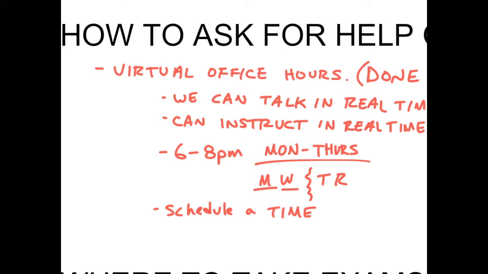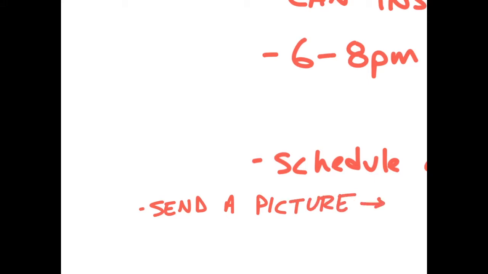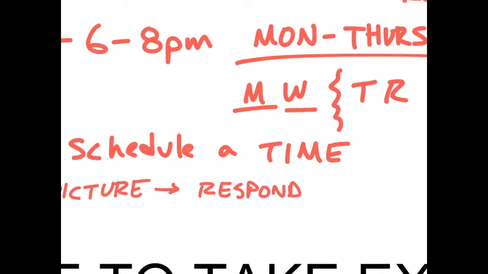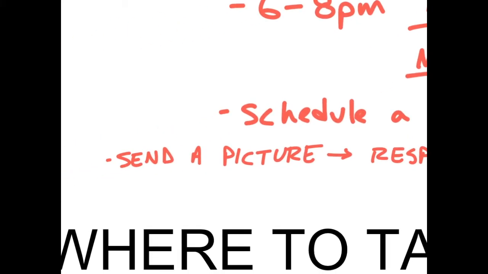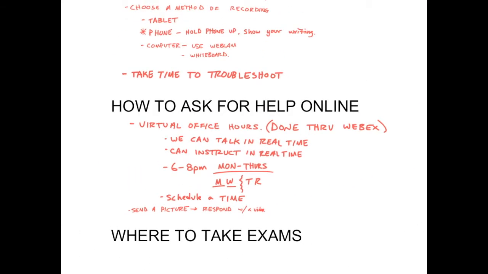Okay. The other thing that you can do is you can send me an email, send a picture of your question. Okay, and I will respond with a video. I can quickly make a video and just send it off to you. The other thing that you can do, if you want to, is just send me a video telling me where you're having trouble. All right, so a lot of different ways where you can ask questions and get help from me.